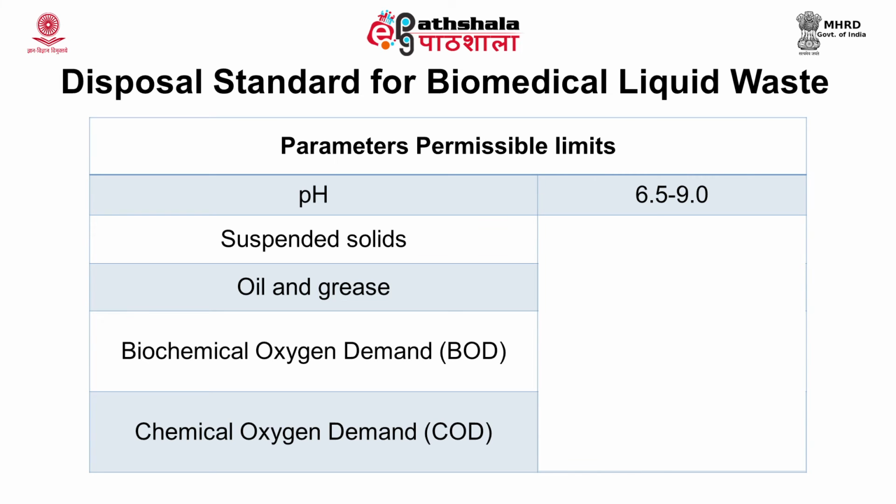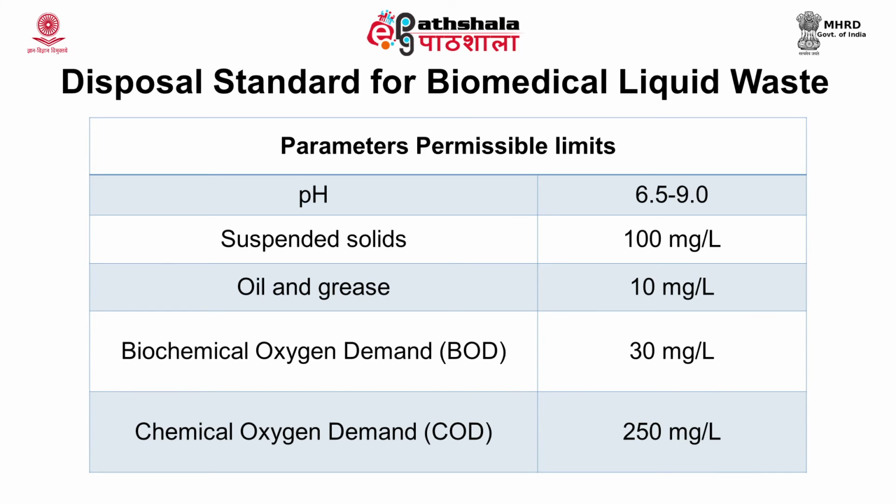The pH of the biomedical waste should be in the range of 6.5 to 9. The suspended solids should be around 100 mg per liter. Oil and grease should be 10 mg per liter, followed by biological oxygen demand and chemical oxygen demand, which should be 30 and 250 mg per liter respectively.